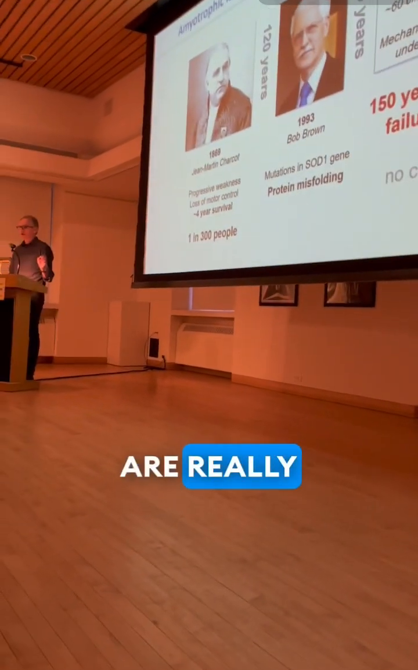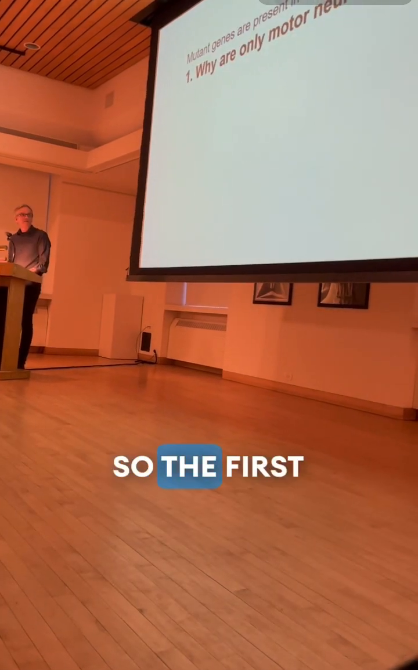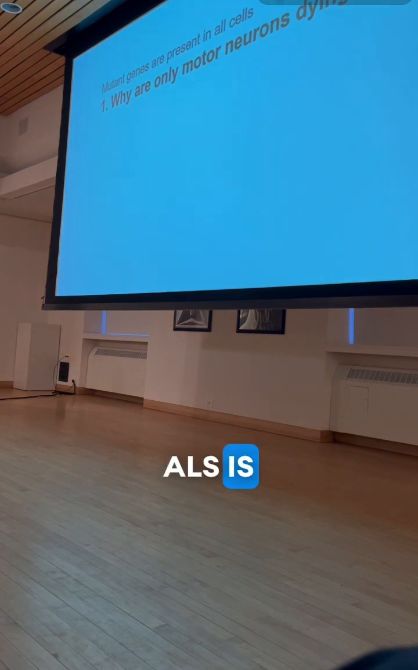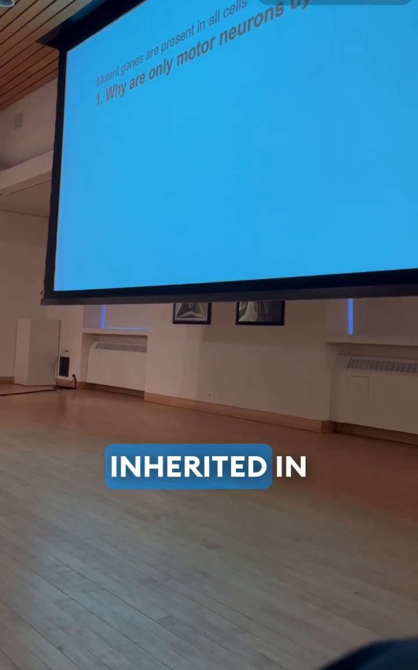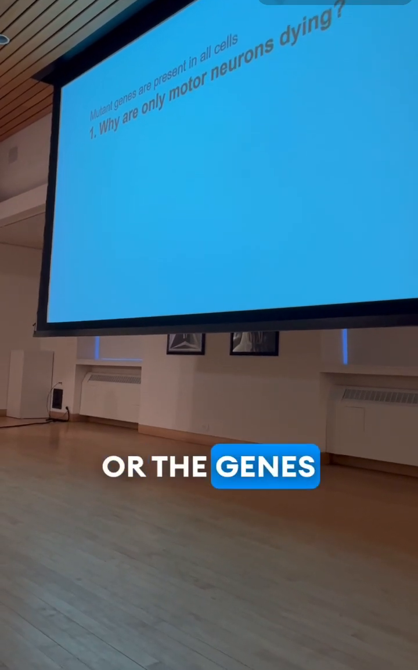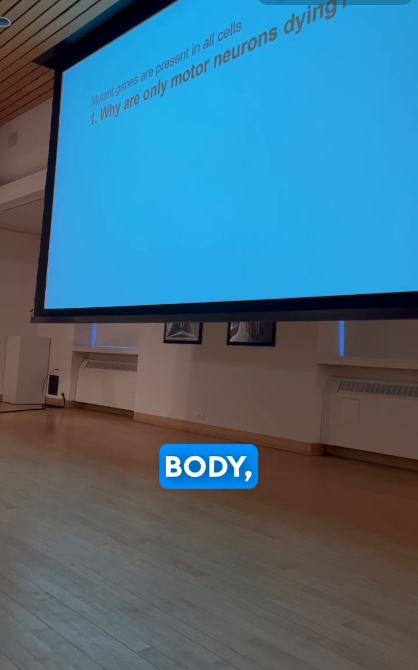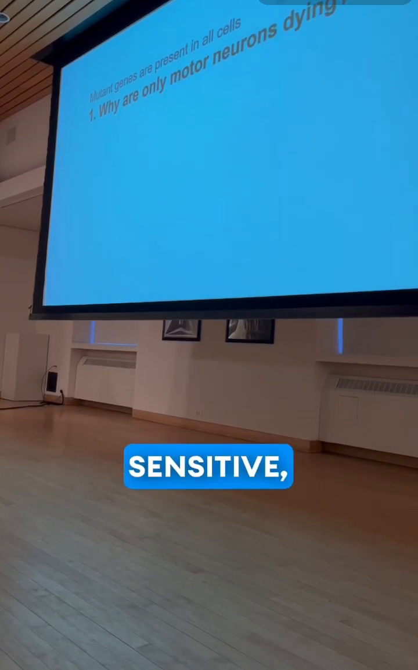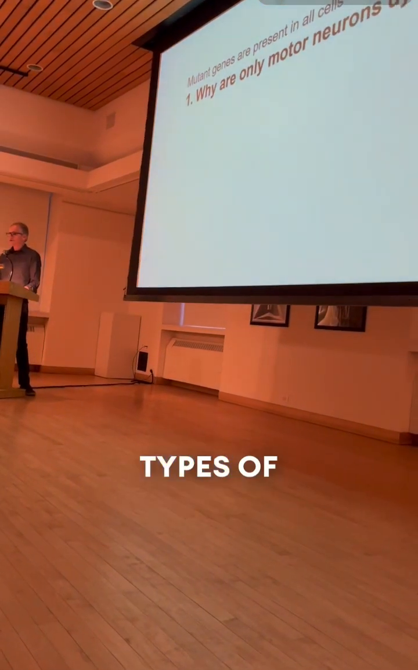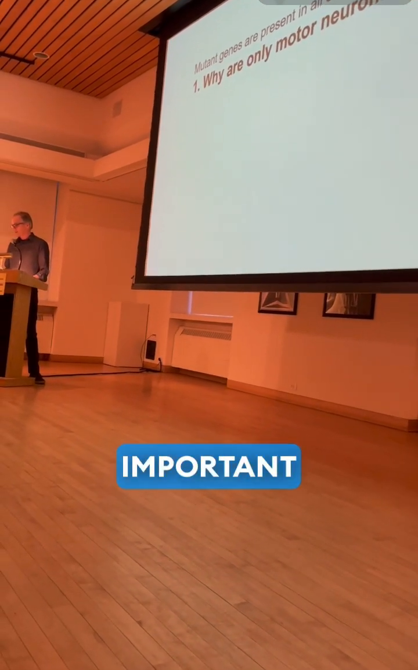that in my mind are really at the heart of the problem of many neurodegenerative diseases. So the first question is that, I mentioned that a subset of ALS is caused by mutations that are inherited in families, and remarkably these mutations, or the genes that are mutated, are present in most cells in our body, yet only motor neurons are sensitive and they degenerate in the disease, and we don't really understand why other types of cells are resistant to these mutations. So that's one very important question.